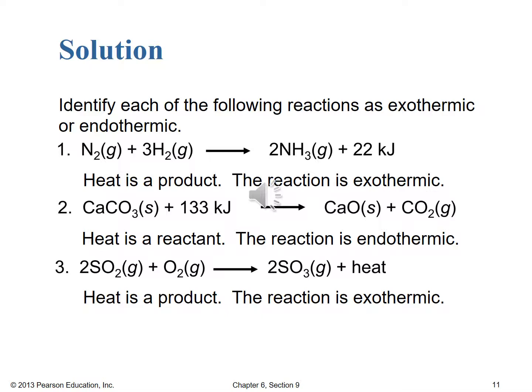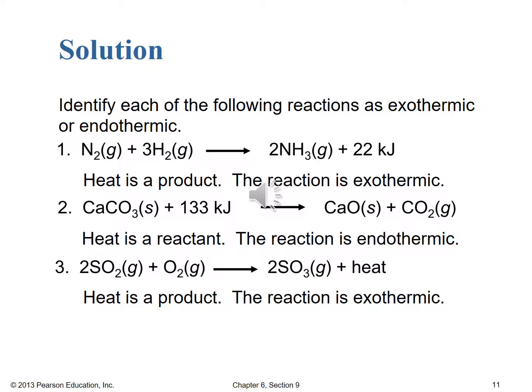For the second equation there, now we have that plus 133 kilojoules on the left-hand side, the reactant side. So that indicates it needs to be present to allow the reaction to progress. And if heat's treated like a reactant, then the reaction is endothermic. It requires heat to be put in, and it results in higher energy products from a lower energy reactant.